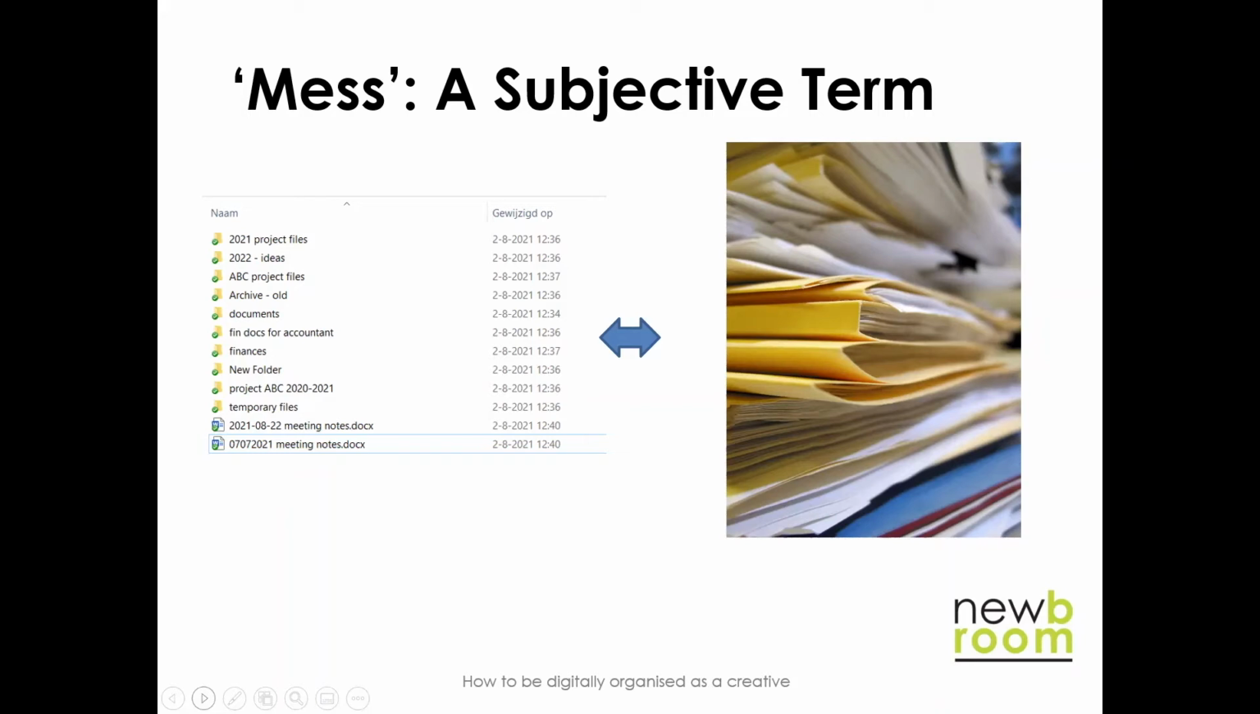For instance, file names seem arbitrary. Should we put the date first or the year first? And what on earth is the difference between ABC project files and project ABC 2020-2021? Where should I put one document? Because many can go into both. So chances are that it may take you quite some time to find what you need, which is something that you would assume when seeing the pile of papers on the right.